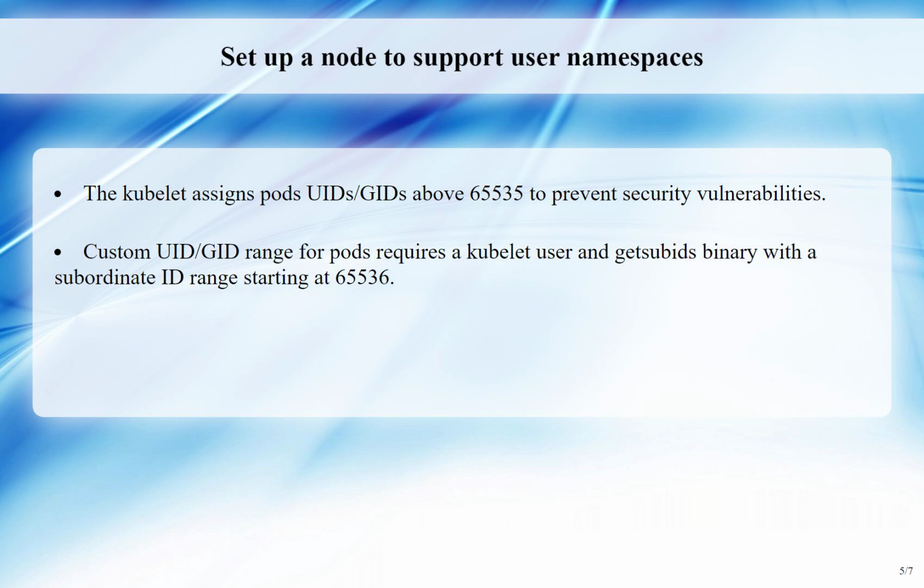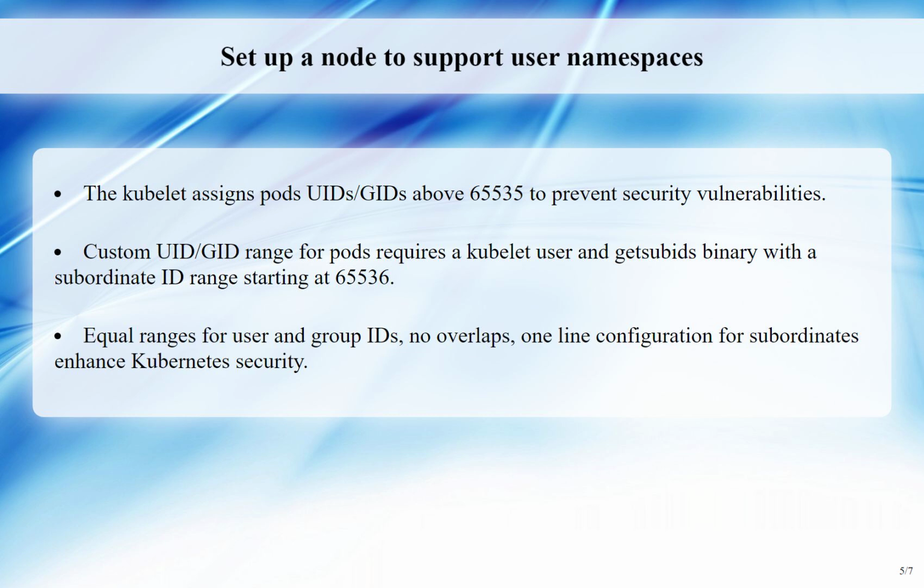To configure a custom UID/GID range for pods, the node must have a user named kubelet, the binary getsubids installed, and a configuration of subordinate UIDs/GIDs for the kubelet user. The subordinate ID range for pods must start at a multiple of 65536 and be greater than or equal to 65536, with the count being at least 65536 times the maximum number of pods that can run on the node. It is important to assign the same range for both user IDs and group IDs, ensure no overlaps with other assignments, and have the subordinate configuration as just one line. This setup is designed to prevent accidentally insecure configurations and enhance the overall security of the Kubernetes environment.